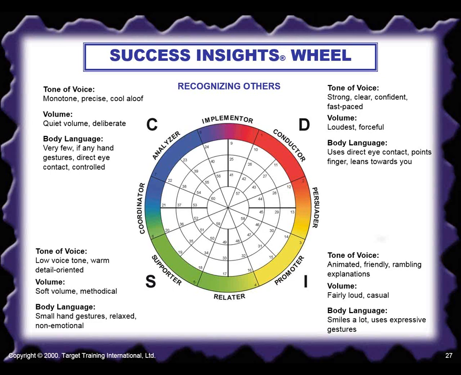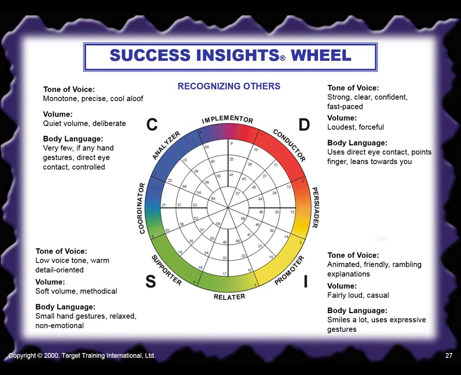Let's talk about I, the influencing, fun person, right? Tone of voice is animated, friendly, rambling explanations. Volume is fairly loud, casual. Body language: smiles a lot, uses expressive gestures. Okay, it's very easy to see this in people. You can see their faces lit up. That's typically an I.